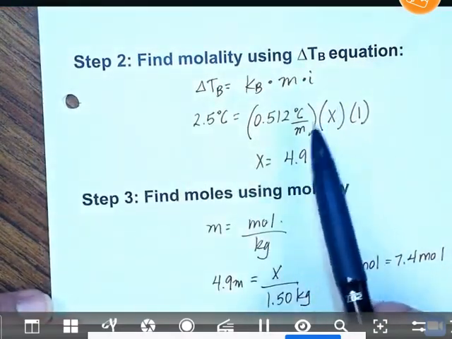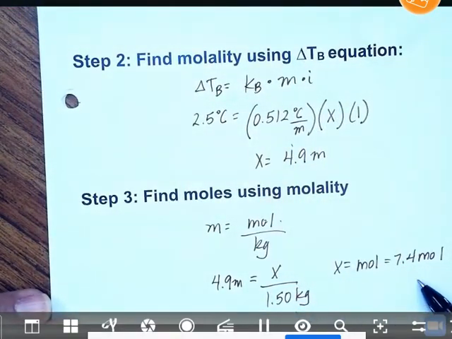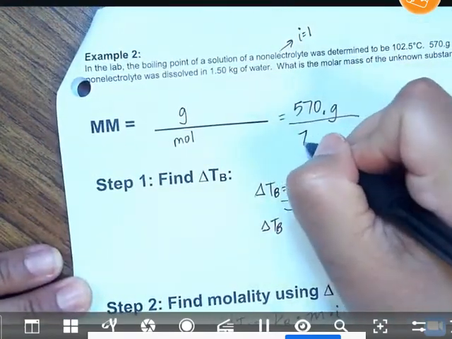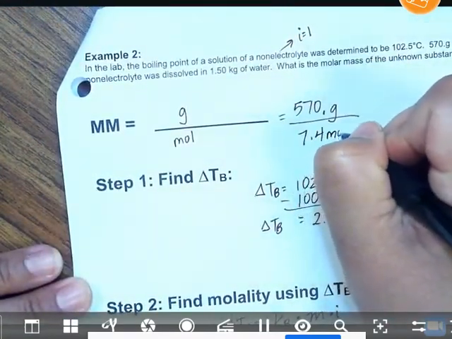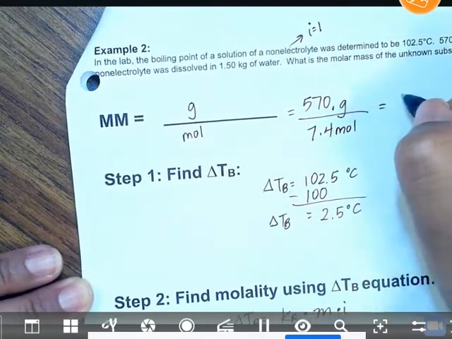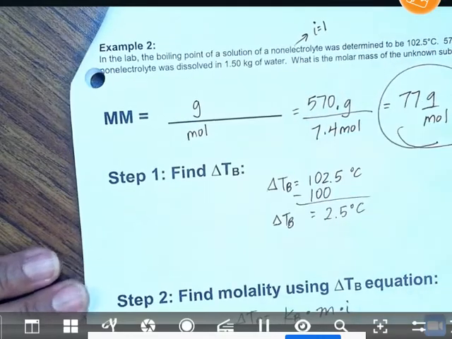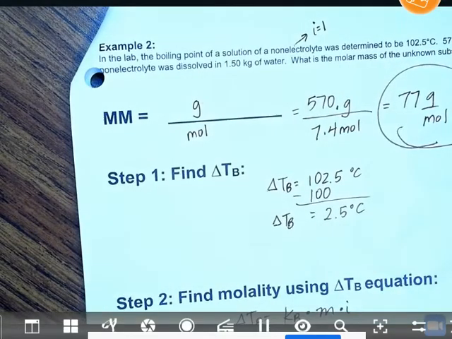So I did step 2, step 3 to figure out the mole amount. Now I'm going to put that in the denominator for molar mass. Divide these two numbers and I get 77 grams per mole, and that's my answer. So this concludes the notes for molality and calculations that deal with molality.